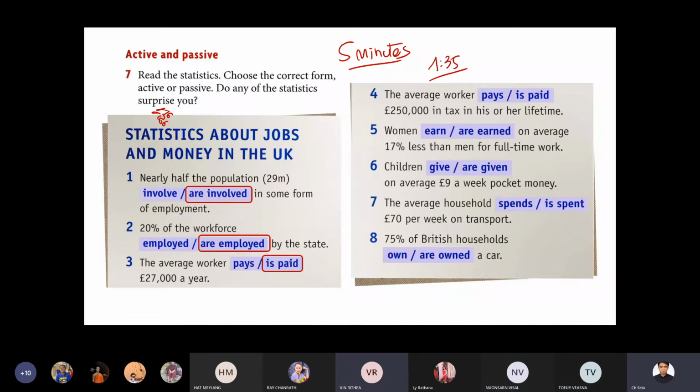Number three, the average worker pays or is paid? Is paid. The average worker is paid £27,000 a year. Right. Okay, number four. The average worker pays or is paid? Pays. Okay, pays.